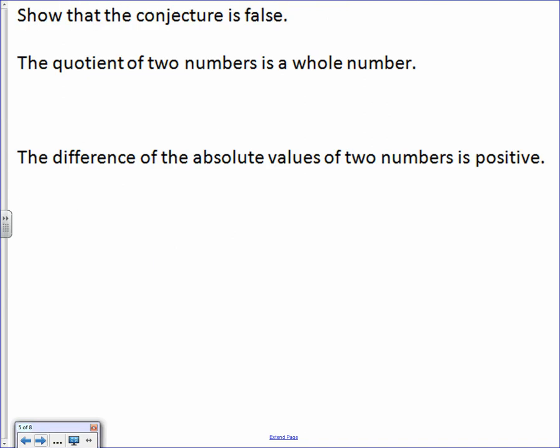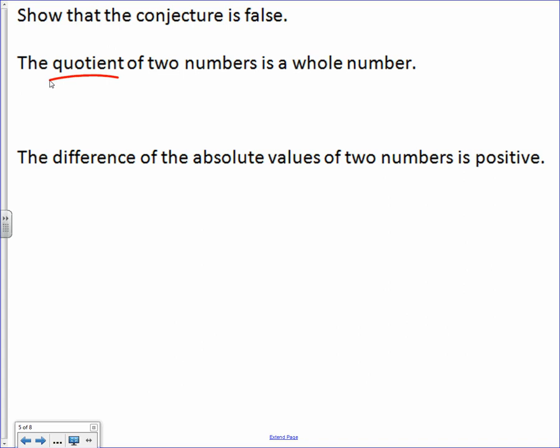All right, the last ones here, we're just trying to show that a conjecture is false. And to do that, all we need is one counterexample. One example that shows that the quotient of two numbers is always a whole number. And this actually should be pretty easy. The quotient of two numbers, we can pick any two numbers that we want, and we need to divide them, take the quotient of them, and show that it's not a whole number.